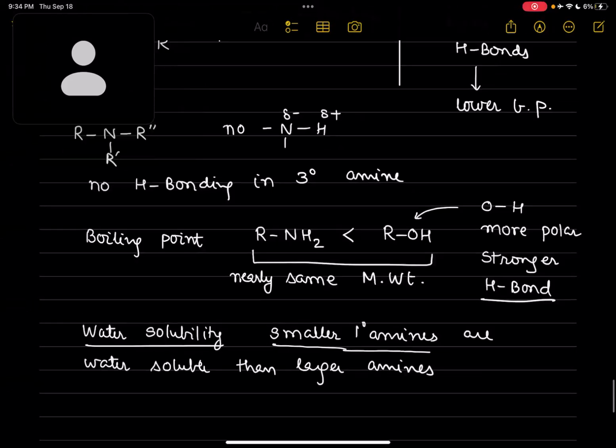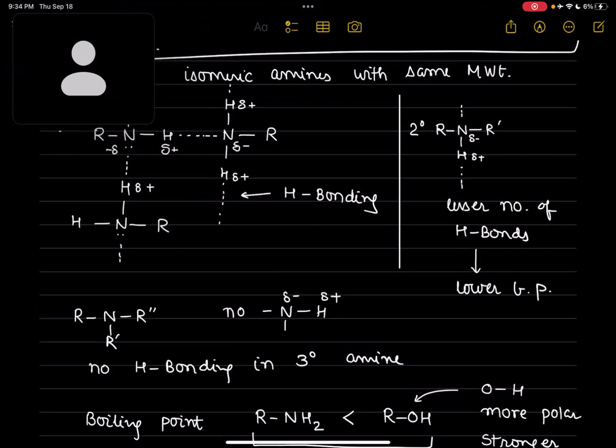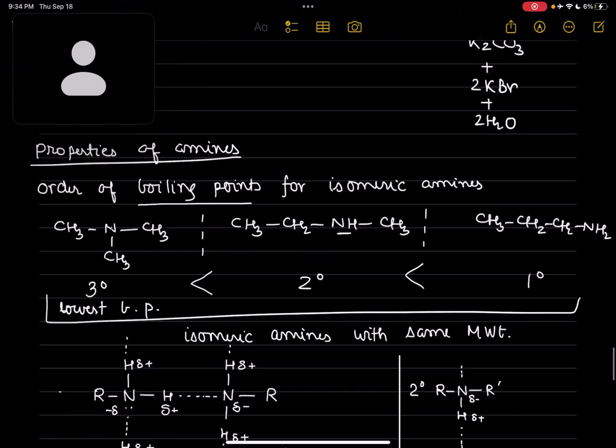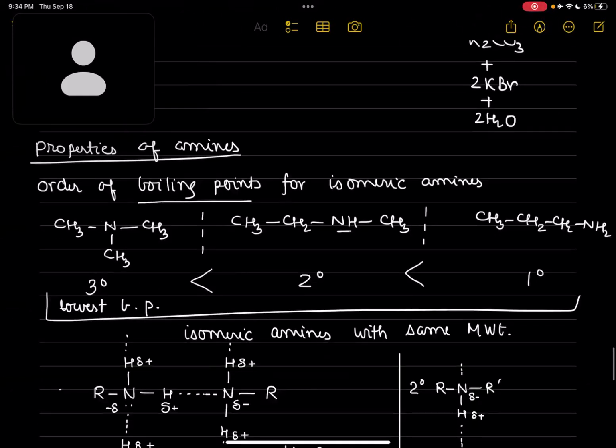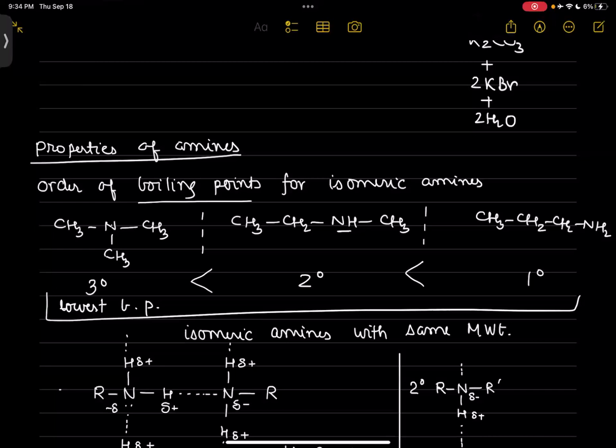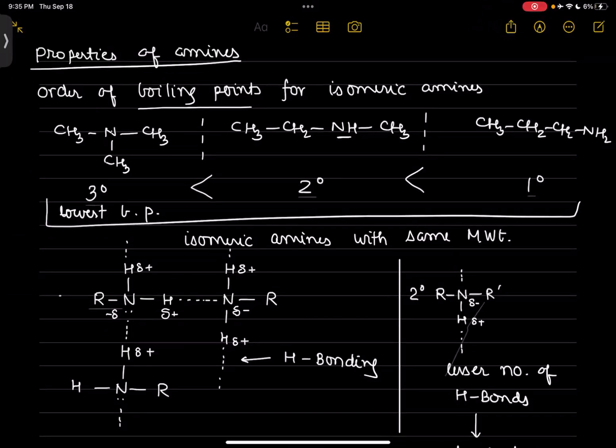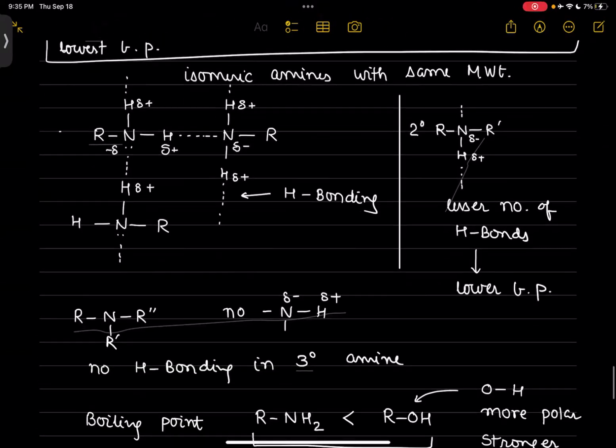So we covered the properties of amines. Isomeric amines with the same molecular weight, same formula: for those amines, primary, secondary, and tertiary, the primary is going to have the highest boiling point, and the tertiary is going to have the lowest one. Got it?